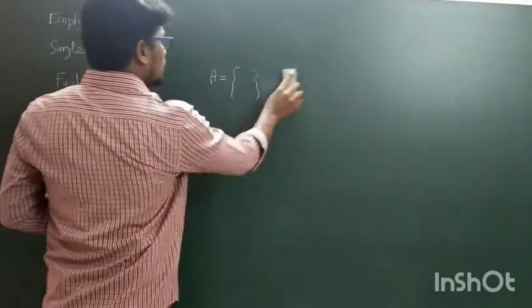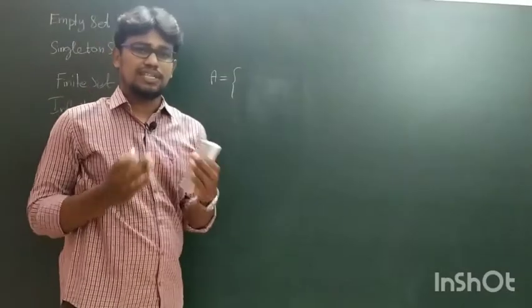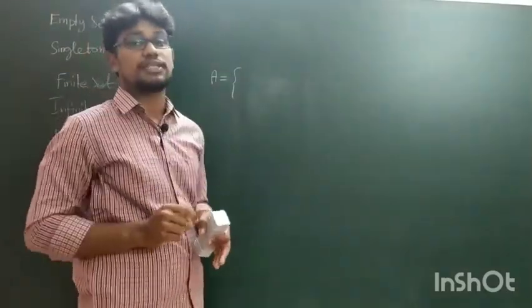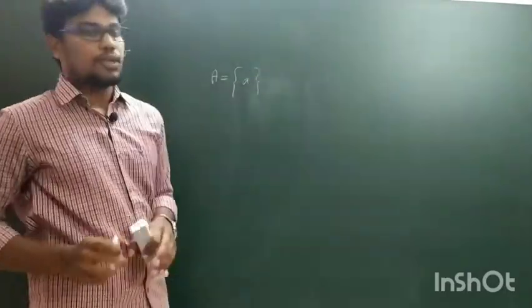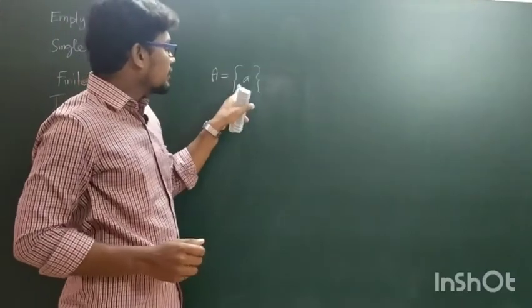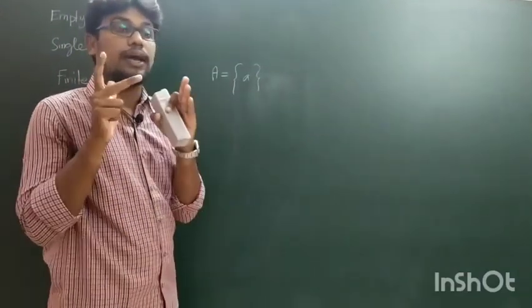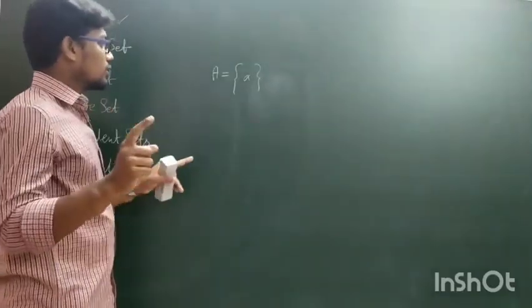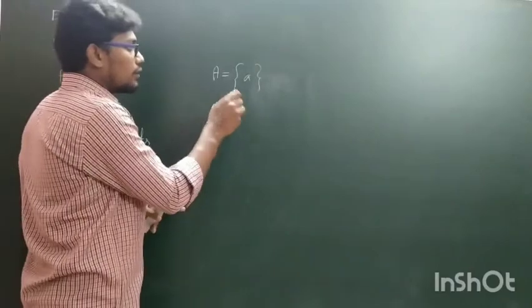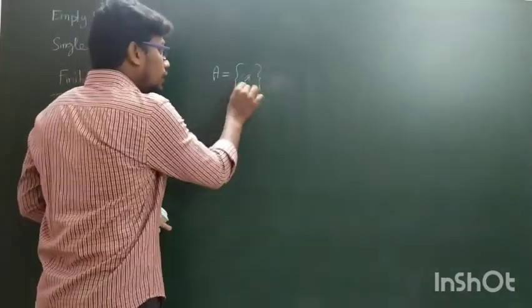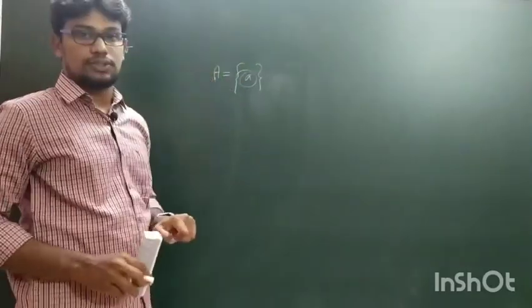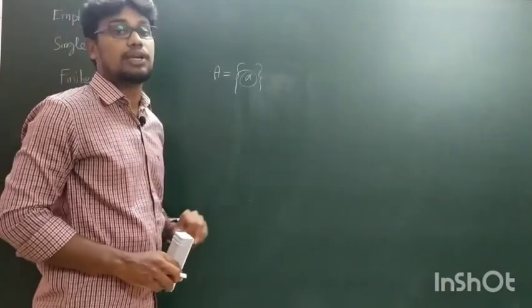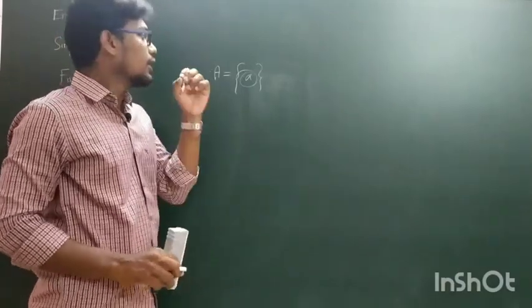So the next one is what is called a singleton set. A set which has only one element, that is called a singleton set. It could be any element, say A. So a set which has a single element is called a singleton set. Note another thing: we always write the elements of a set in small letters, but we denote the set in capital letters.